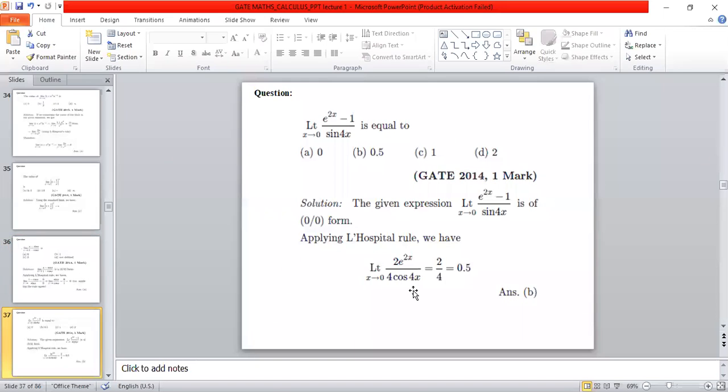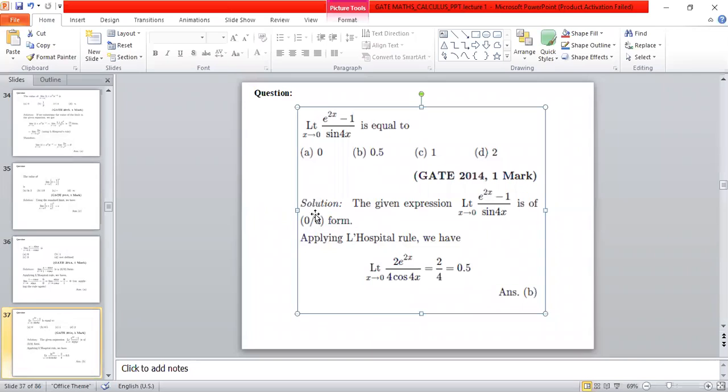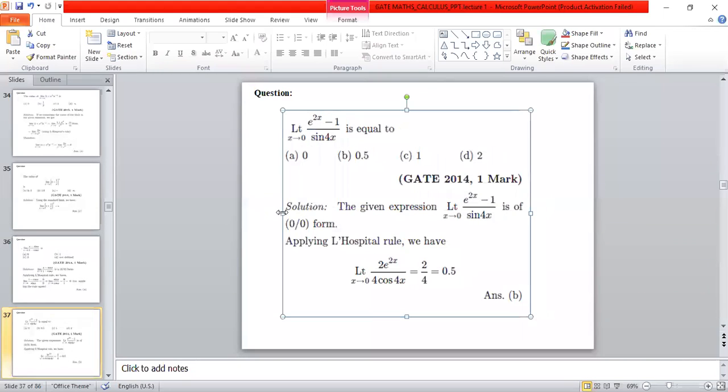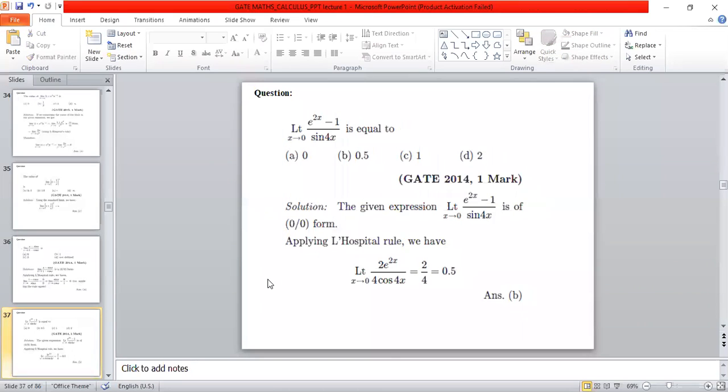Next question is here. The limit as x tends to 0 of (e raised to 2x minus 1) upon sine 4x. As x tends to 0, it is 1 minus 1, again 0 by 0. Applying L'Hospital, the derivative of the numerator is 2 into e raised to 2x, upon 4 into cos 4x. Applying x is 0, we get 2 by 4, that is 0.5.